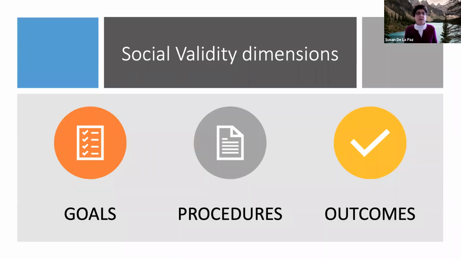Okay, so in the chapter, they mentioned that it has three dimensions, or let's just say at least three dimensions. The dimensions would be goals: are the goals socially important? Procedures: are the procedures socially acceptable? And outcomes: are the outcomes socially significant?